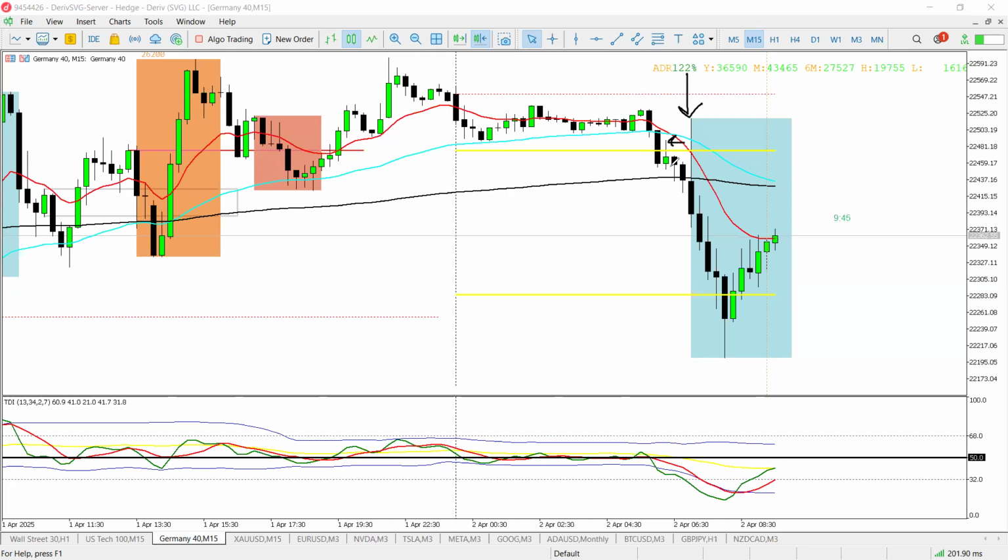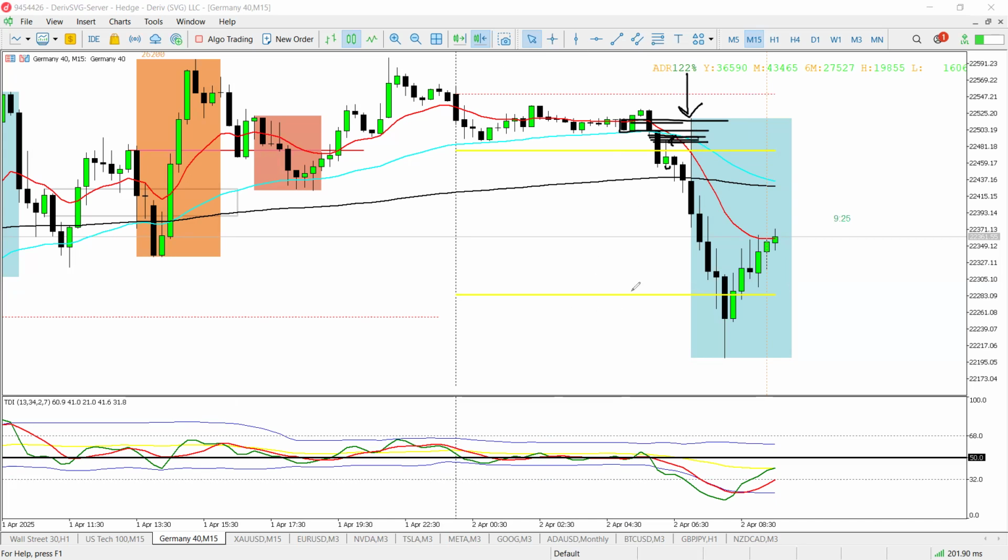You'll notice that from this little gap here, we've got an imbalance. That's the first confluence. The second confluence is that price came back to retest this order block as well. So we've got an order block, we've got an imbalance. Those are two things which we had here.